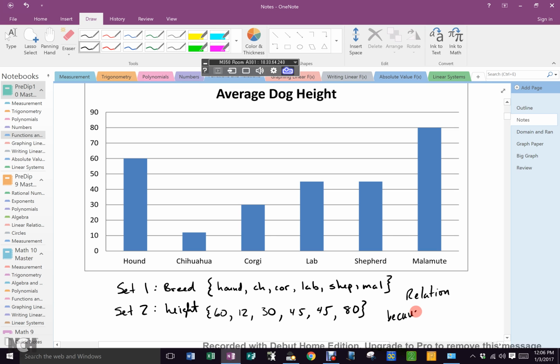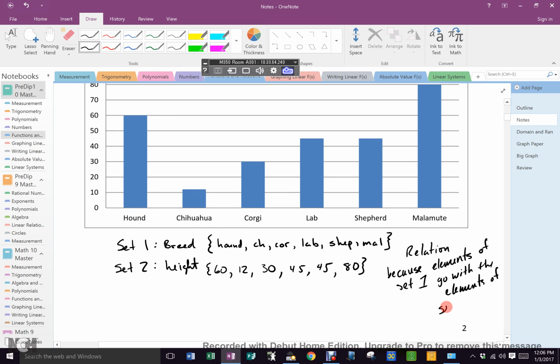So this is what we call a relation. Because the elements of set 1 go with the elements of set 2. Is everybody good with that? Everybody's got it? Just like you guys all have a height and a weight and an age. All that stuff. Got it?